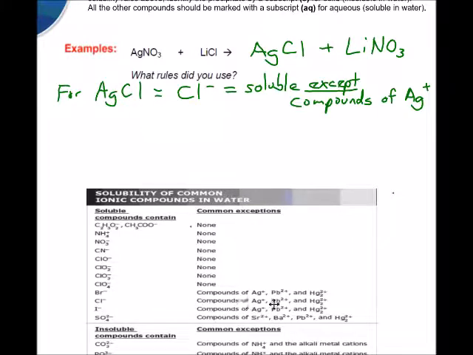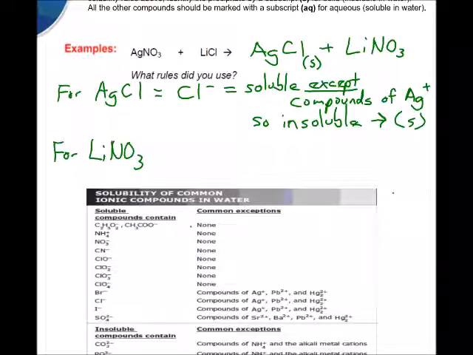except for compounds with silver in them. So soluble except for compounds of silver. We are bonded to silver, this one. So this one would be insoluble, or S. So I'm going to put an S up here. That's my precipitate.